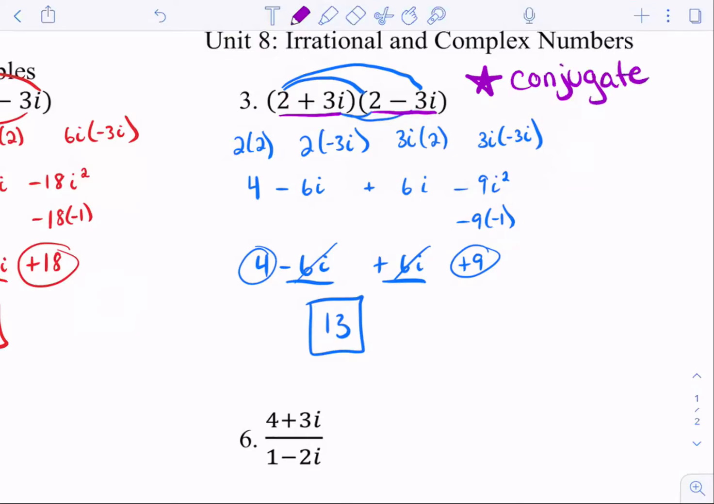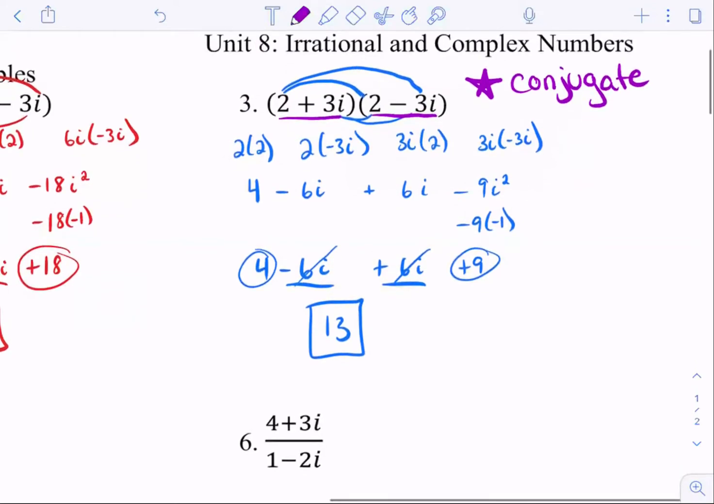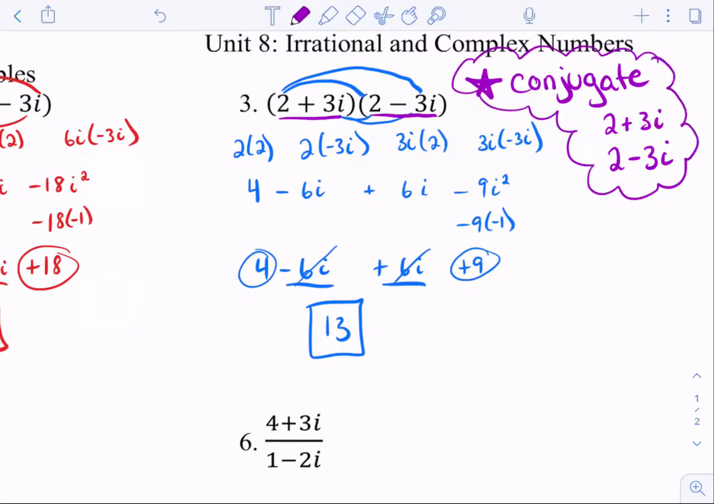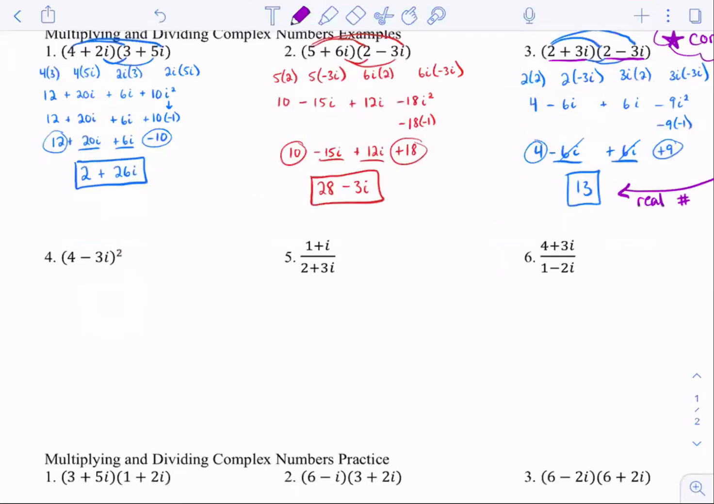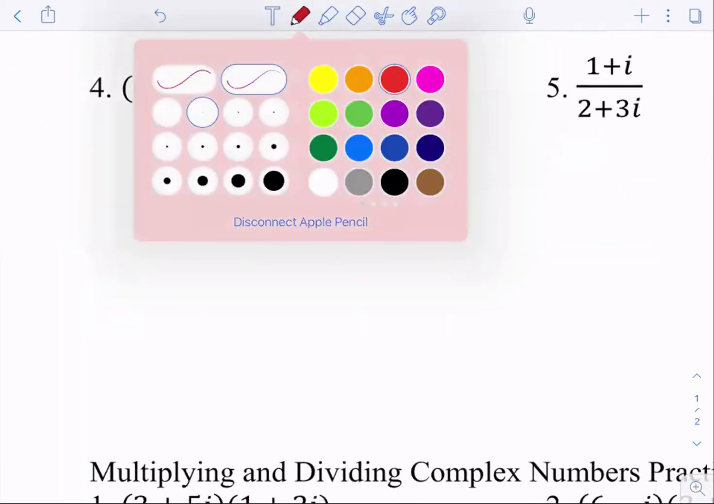Remember, conjugates means they're opposite. So I have a 2 plus 3i, and then I have a 2 minus 3i. Multiplying by the conjugate, or the opposite, will give you a real number when you multiply them. That's important to keep in mind because of when we get to the division, and you'll see in just a moment why that is important. Okay, let's do one more example here.